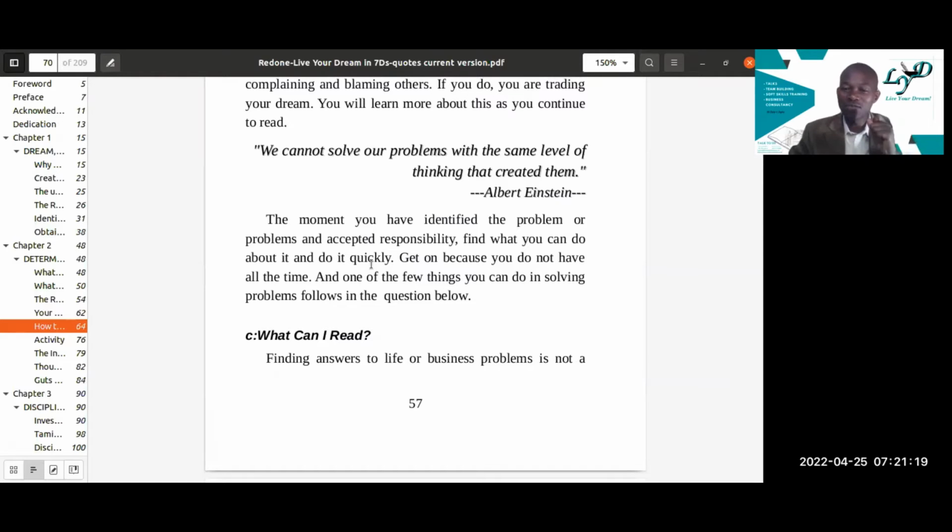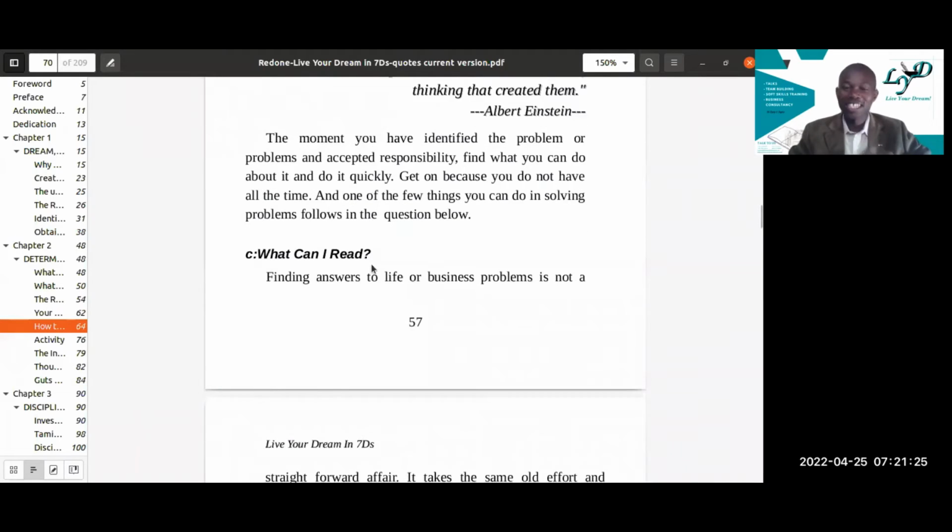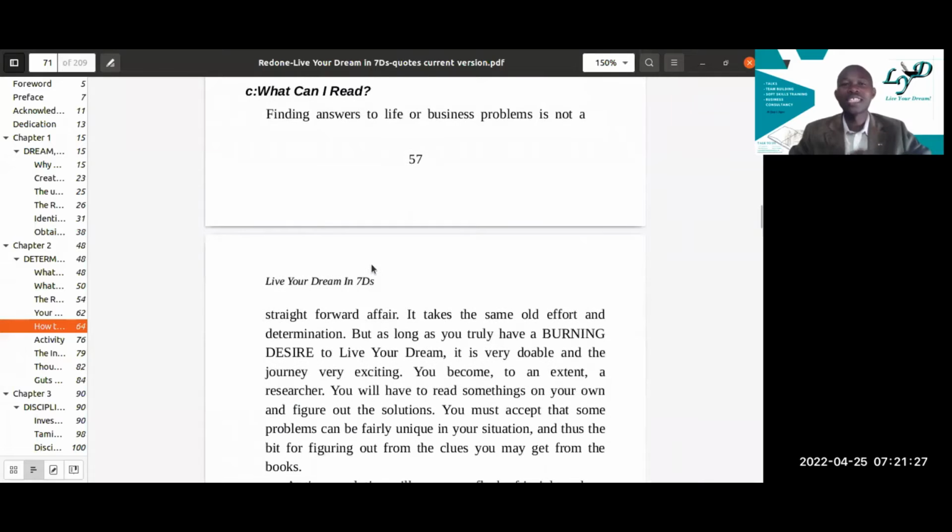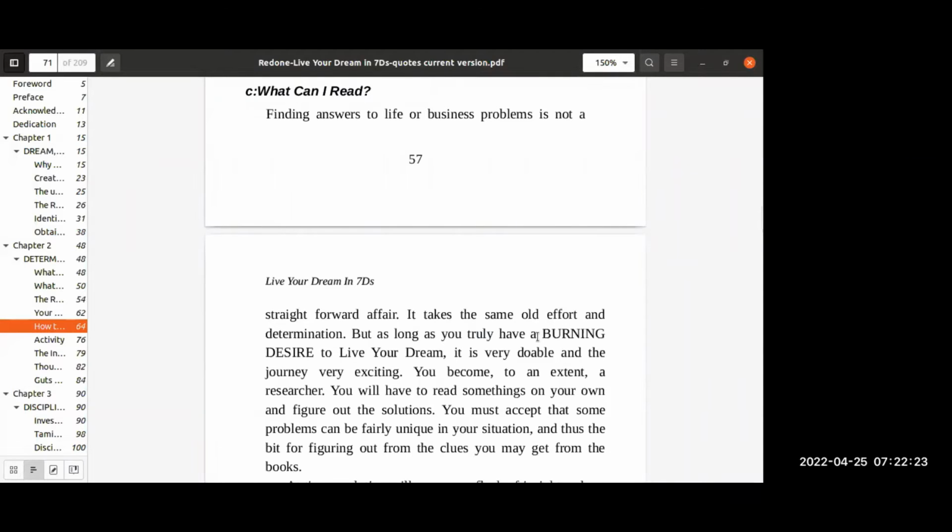And one of the few things you can do in solving problems follows in the question below. And this is where we need to get started. What can I read? So somebody can pick it from there to read for us.